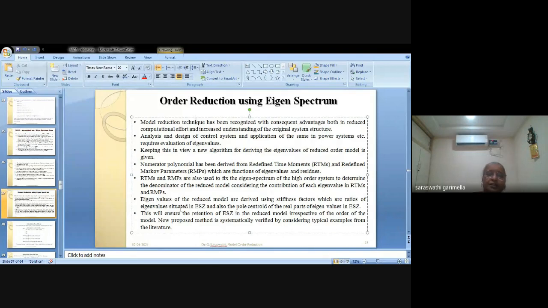That's what I did. Eigenvalues of the reduced model are derived using stiffness factors, which are ratios of eigenvalues situated in an ESZ. That means, this is how we have derived the reduced order model. By using the stiffness factors and centroids of the original eigenspectrum, we have derived the denominator of the reduced order model. This will ensure the retention of ESZ in the reduced model, irrespective of the order of the model. And this is considered for different examples.